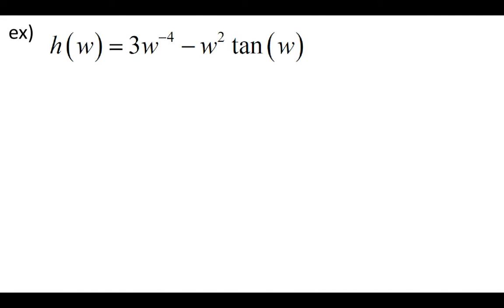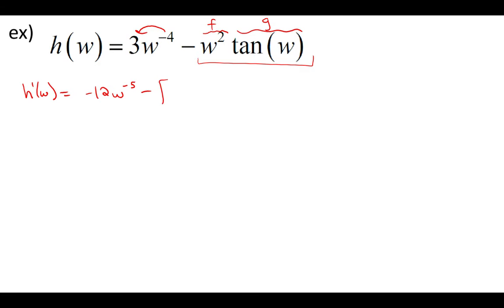All right, next one. This is h of w. Okay, so notice completely different variables here, but it works the same way. So h prime of w. Well, we got just a standard power rule here. We're going to multiply this exponent down, so that becomes negative 12 w to the negative fifth, because we're subtracting a power. We then again have a product rule here, because w squared is one function, that's our f, right? And then the g is tangent of w.